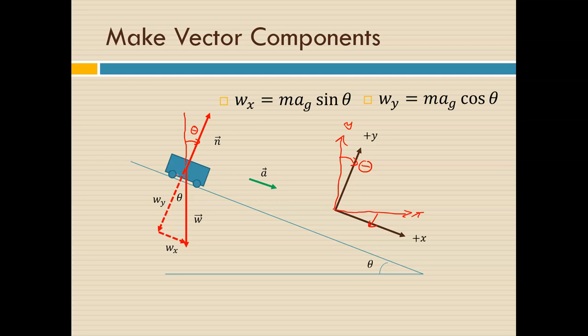Okay, so Wy is adjacent to theta, so you have to use the cosine for Wy, and Wx is opposite, so you have to use the sine to find Wx. That's a little different than what we're used to, yes? That's why we want to look at the triangle. We actually have to see the triangle.